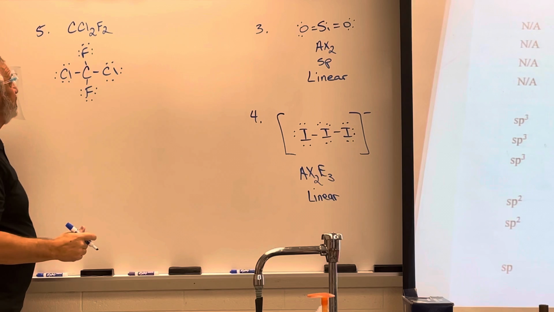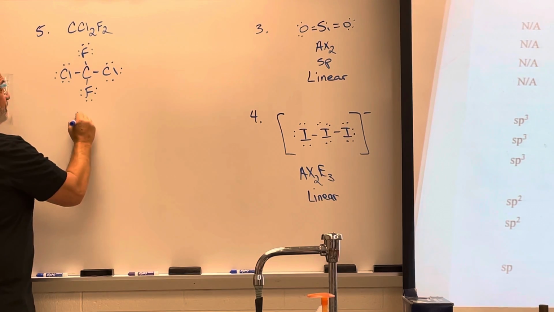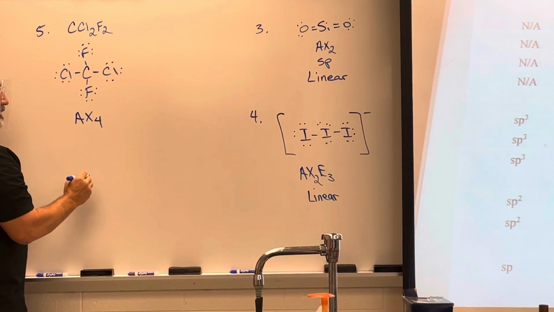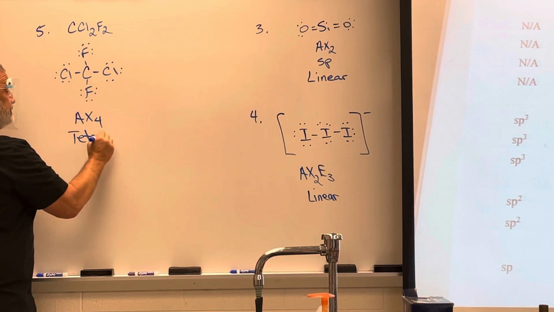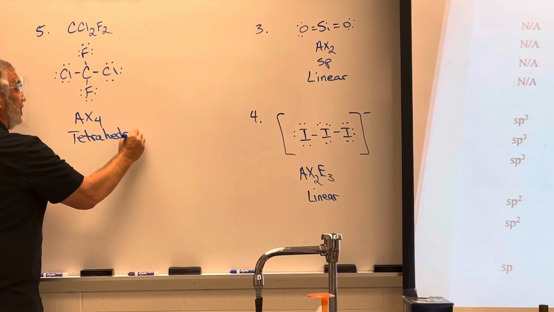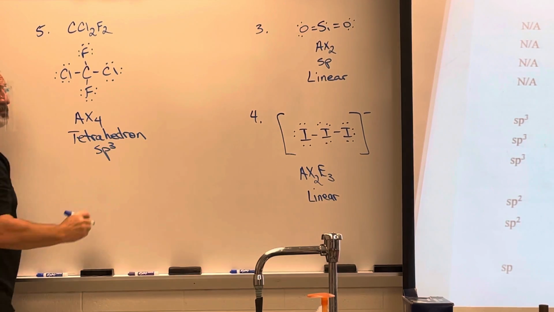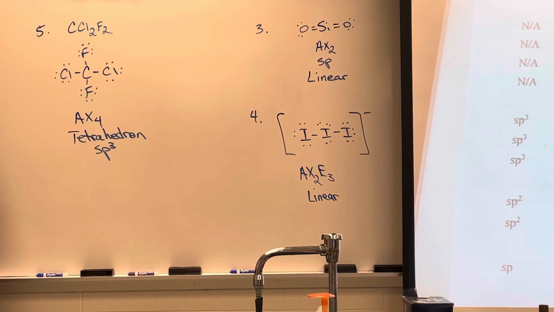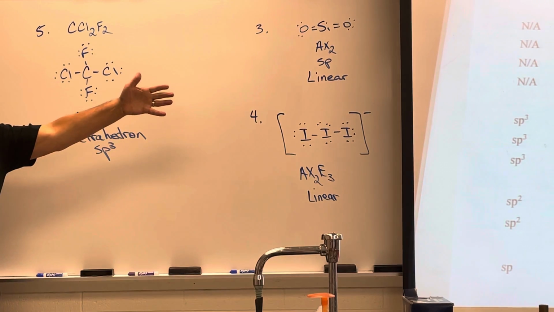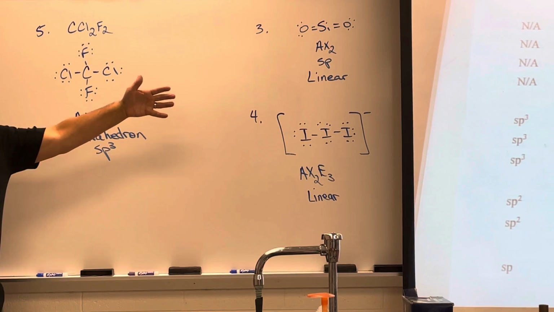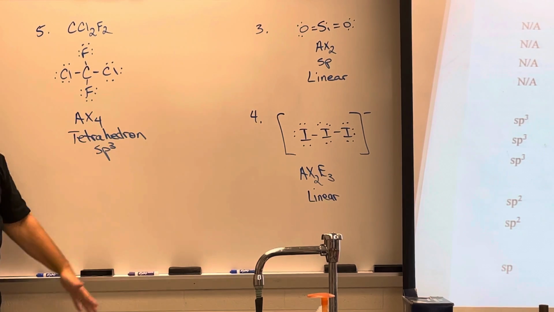So what's my AX formula for carbon? AX4, so what type of hybridization is that? The shape is tetrahedral, and it's going to be sp3 hybridization. Any questions about how to do this? Does everybody understand how to get the AX formula? Really, once you have the AX formula, that's your Rosetta Stone. That helps you figure everything else out.